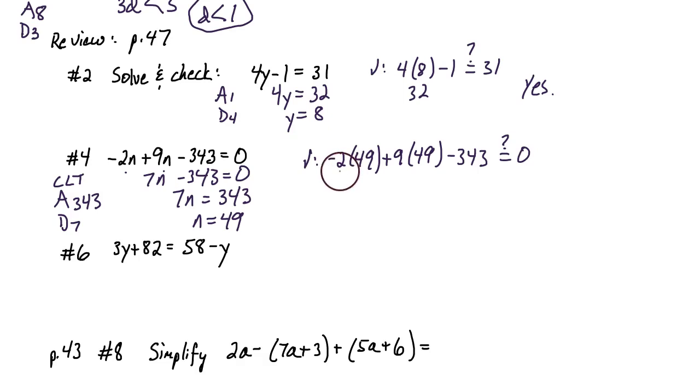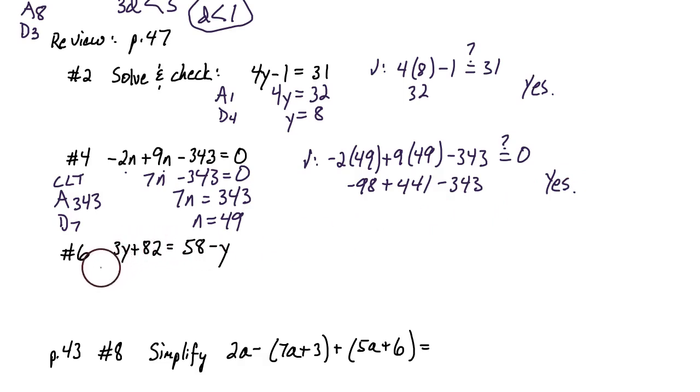Let's find out. -2 times 49 is -98. 9 times 49 is 441. Now let's combine these three numbers and see what we get. Because of the size of the numbers, a calculator might be helpful. When you type this in, you do get 0. This answer checks.